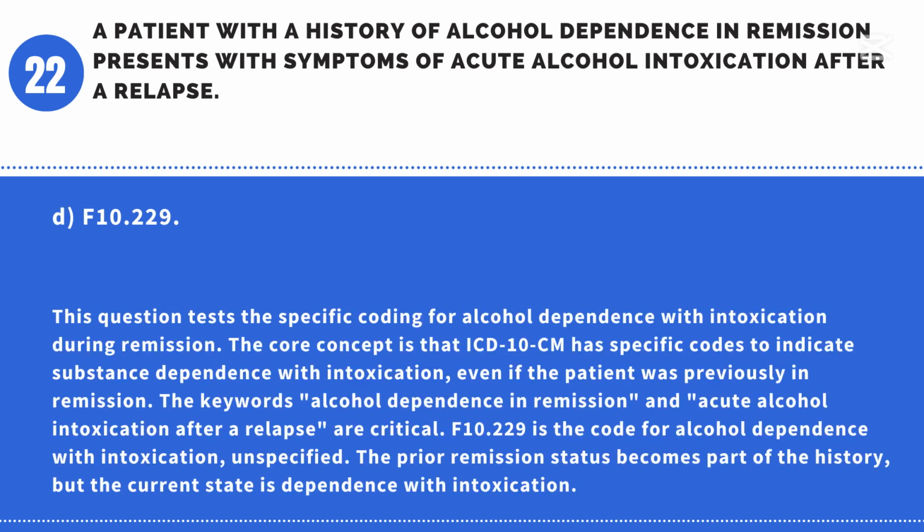Answer, D. F10.229. This question tests the specific coding for alcohol dependence with intoxication during remission. The core concept is that ICD-10-CM has specific codes to indicate substance dependence with intoxication, even if the patient was previously in remission. The keywords alcohol dependence in remission and acute alcohol intoxication after a relapse are critical. F10.229 is the code for alcohol dependence with intoxication, unspecified. The prior remission status becomes part of the history, but the current state is dependence with intoxication.